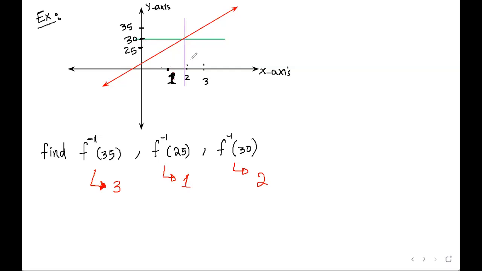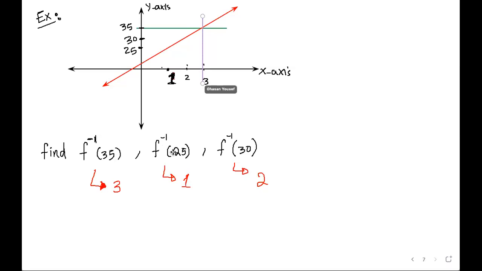Okay, let me explain again. The question is find f inverse of 35. So you have to draw a horizontal line at 35. This horizontal line intersects the curve at this point. I have to find this point. What's the x value at this point? I have to draw a vertical line, and the vertical line looks like 3. So the answer is 3.